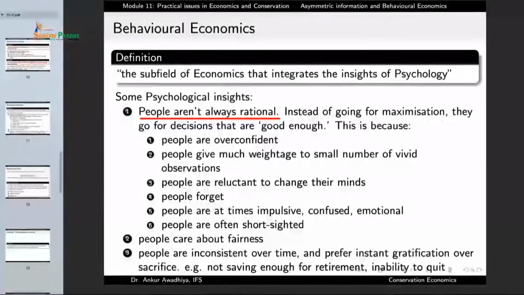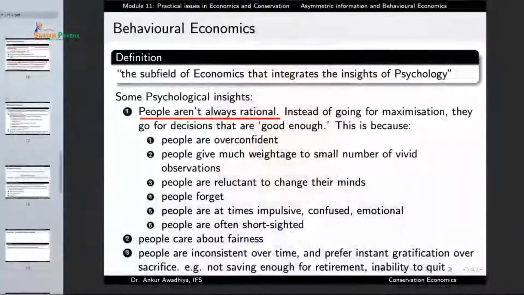Reasons are people are overconfident. So people do not want to go with lots of computations to come up with the maximum, but they would say, okay, this is the amount that is good enough, or just do this and you will get a good result. Because there are people who are overconfident. They do not want to go into the computations because of their confidence.